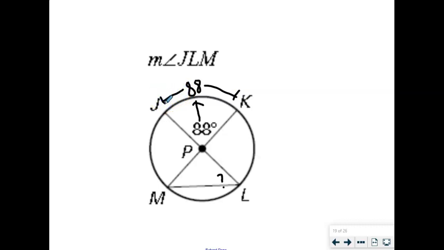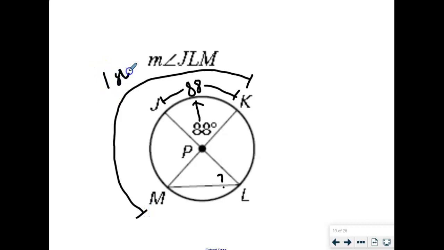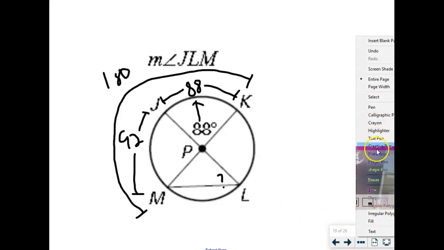Now, what else do we got going on? Well, another diameter. If you see these diameters, write it in. Mark up your picture. That's 180. Now, what can I do with this 180 and 88? Well, it looks like I can subtract, and when I subtract the two, I get 92 degrees from J to M.